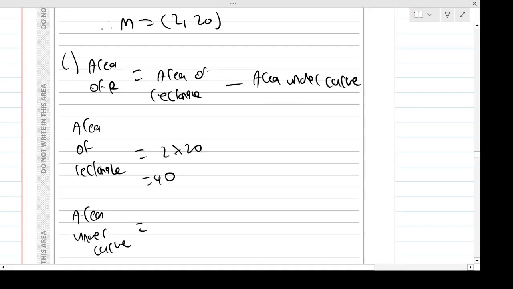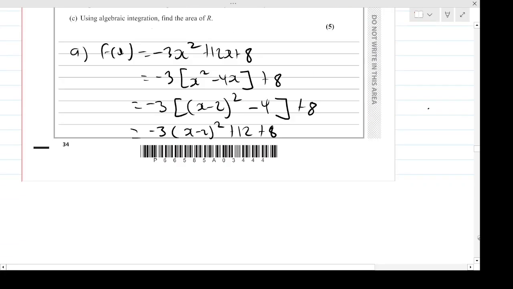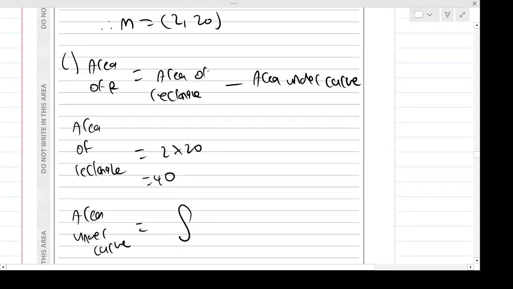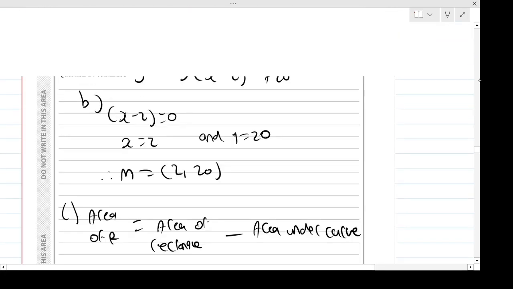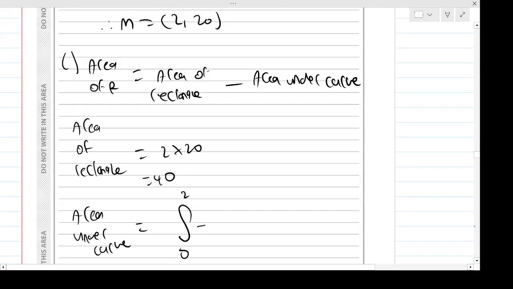So the area under the curve then, well, if I get rid of this whole rectangle stuff, this area under the curve from 0 to 2 is just going to be the integral of the curve between 0 and 2. Well, what's my curve? Again, remember my curve is minus 3x squared, add 12x, add 8, I believe, dx.